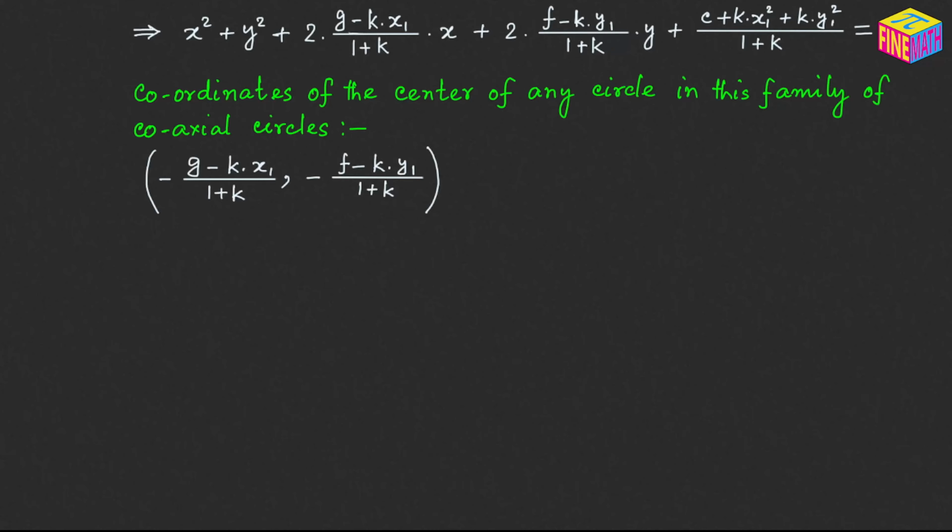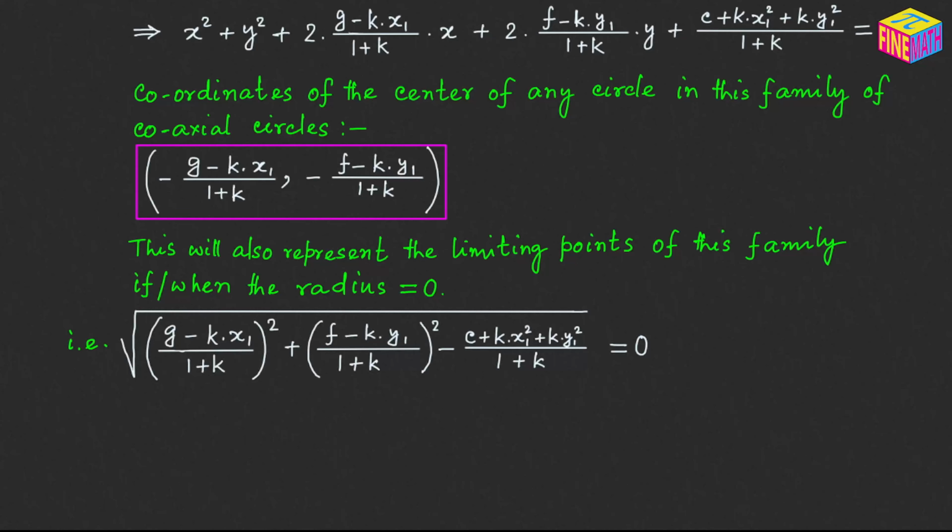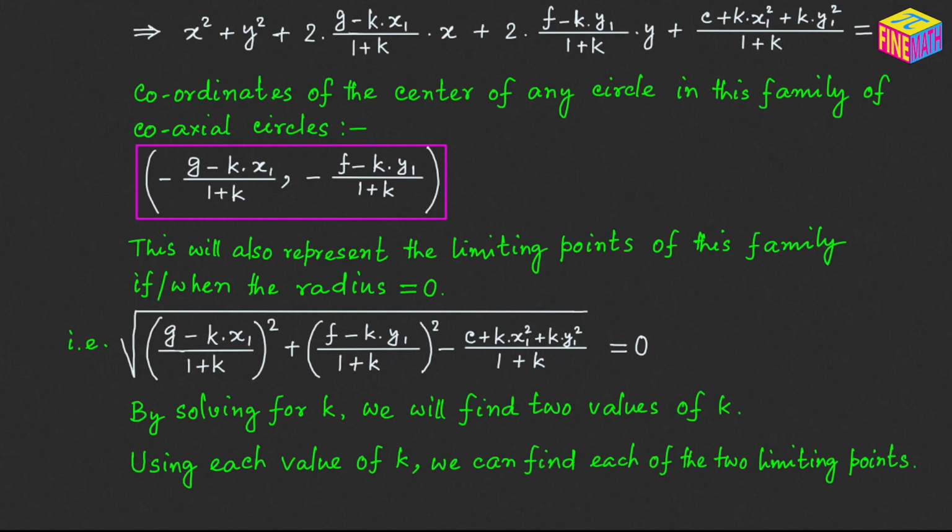Now for it to represent a limiting point, the radius has to be 0. So we are going to use the same technique. We are going to note down the radius and equate that to 0. And then from there we will be able to find two values of k, and using each of the values we should be able to come up with the limiting points.